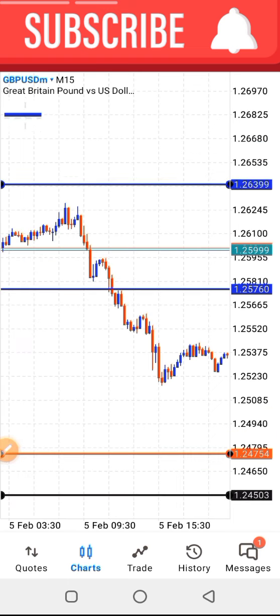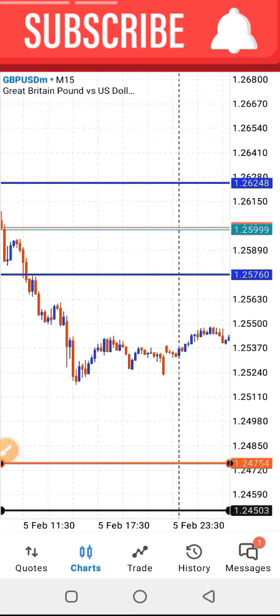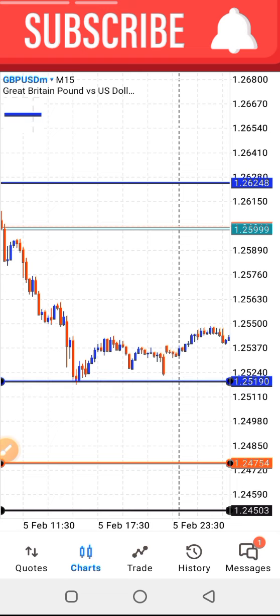This is the highest point for Monday. Take notes, the wicks should be ignored. You are only placing it on the body. So that's the highest point for Monday. Let's look for the lowest point. The lowest point is right here, so I'll move it down there. That's the lowest point.